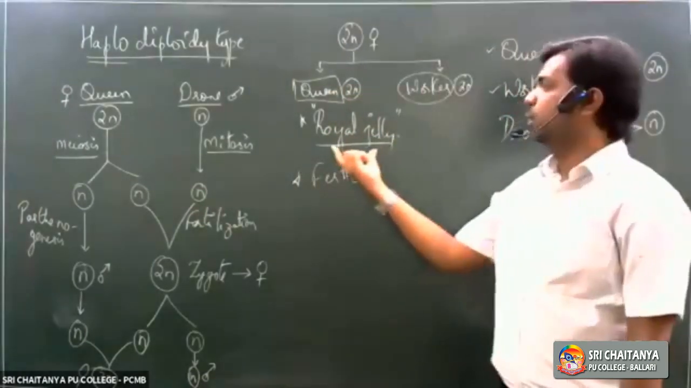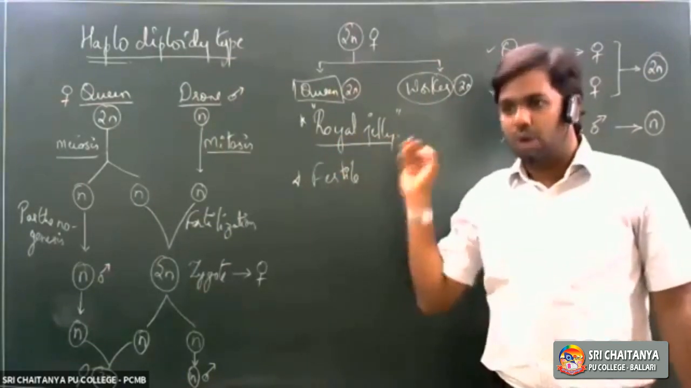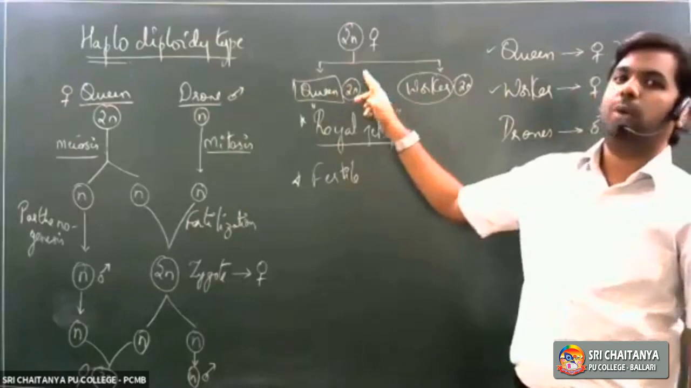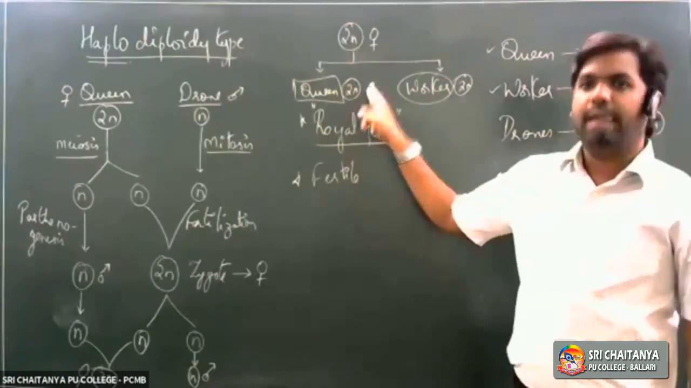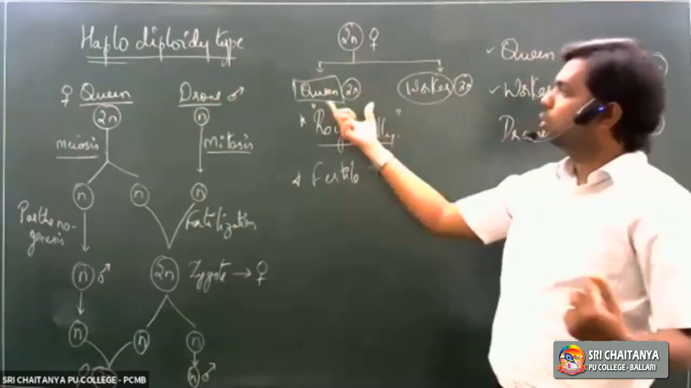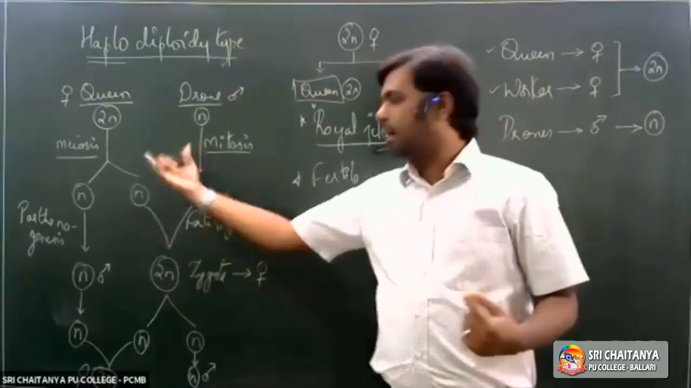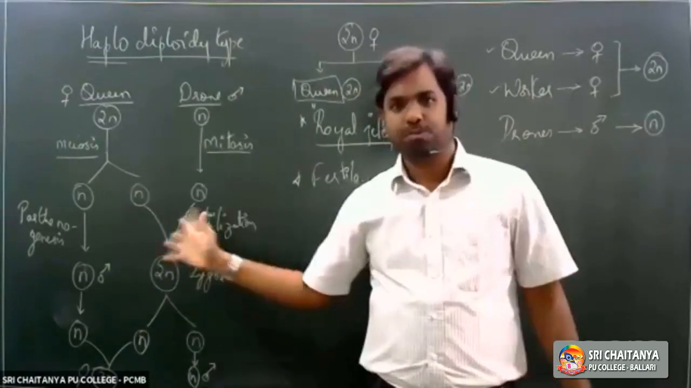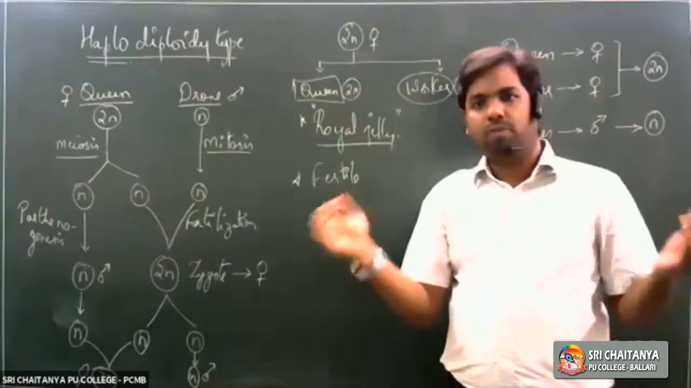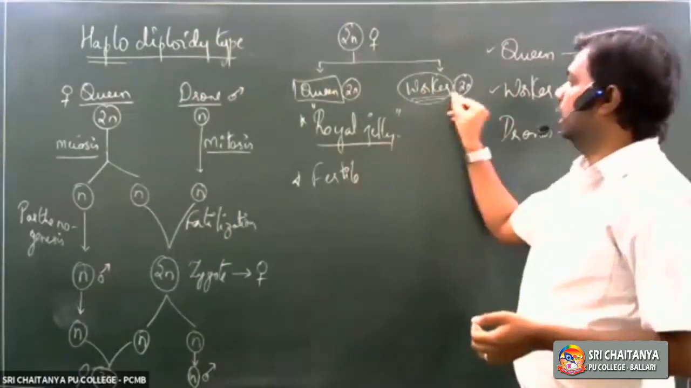would be fed with royal jelly. The female organism which is fed with royal jelly would be transformed into the queen, and that queen will be the fertile one. The major role of the queen is to undergo gametogenesis and sexual reproduction. That is the work of the queen, whereas all the other work of the beehive is done by the workers.